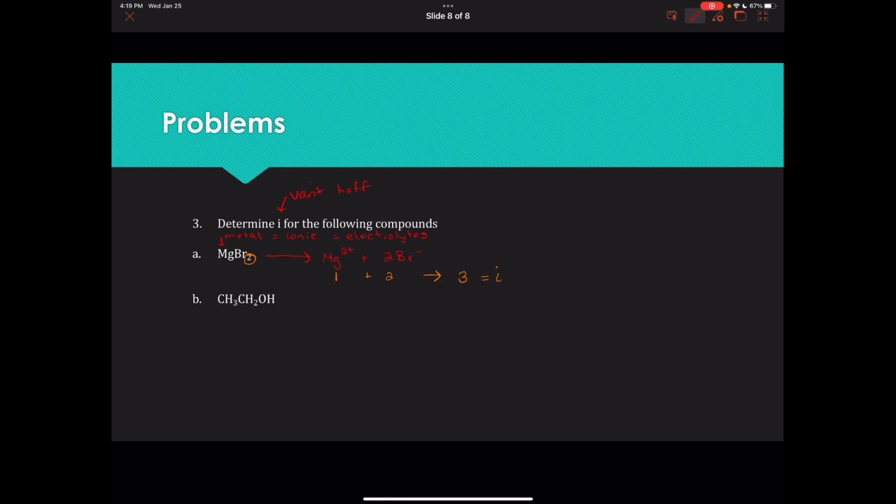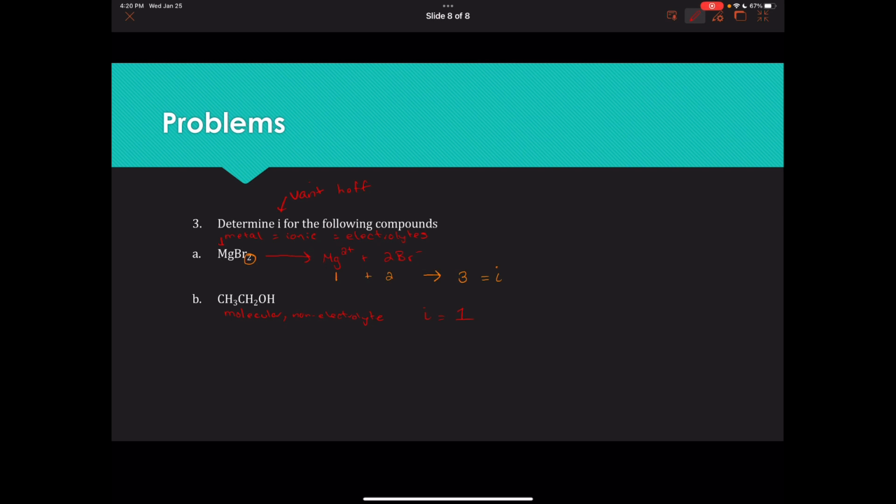Now, I've got this CH3CH2OH. This is ethanol. It's an alcohol. Remember those alcohols from our organic chapter. This is a non-electrolyte. It's a molecule. It's all nonmetals. So as a non-electrolyte, its i value will be 1.